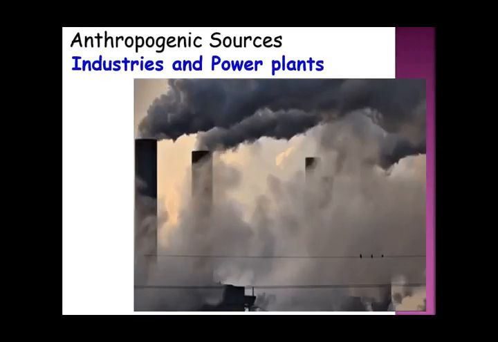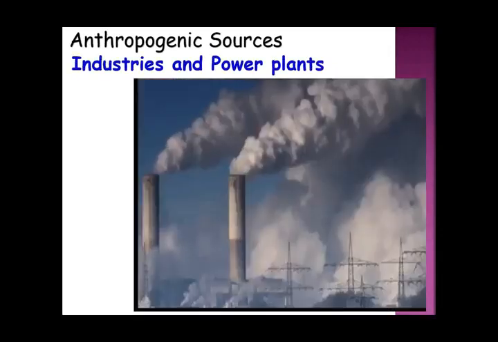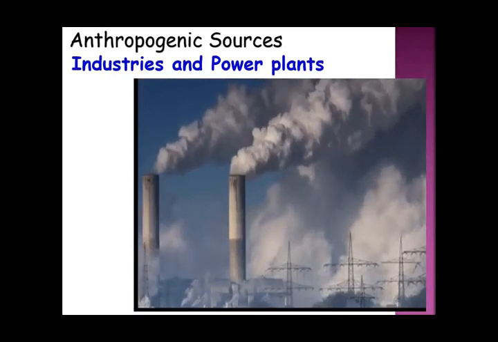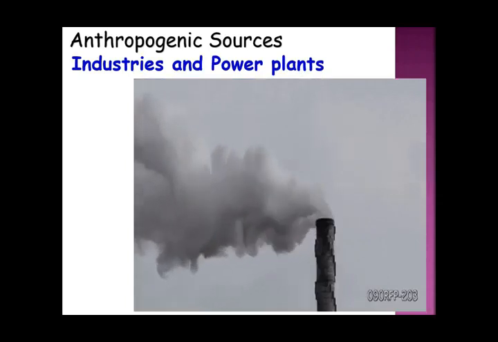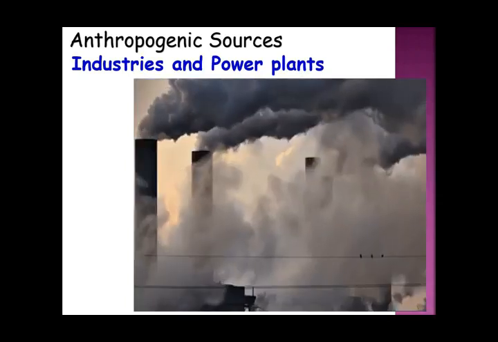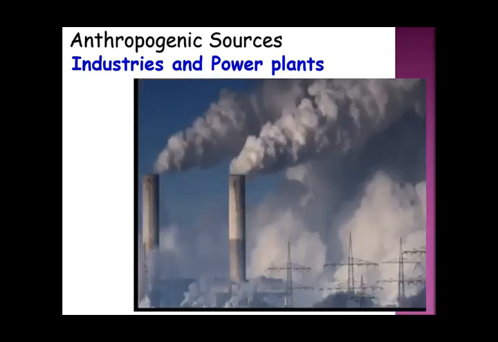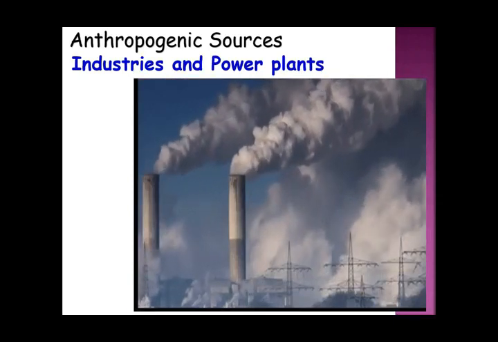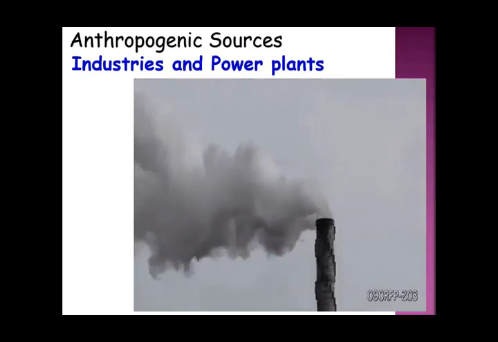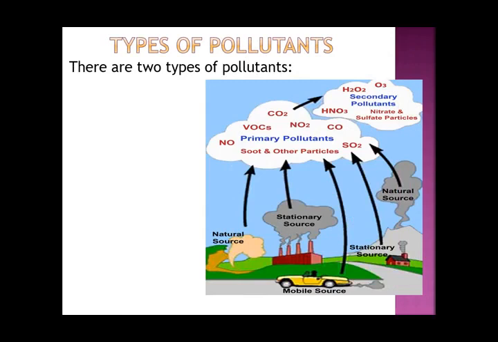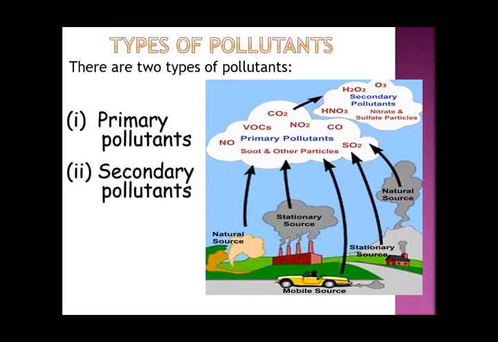When fuels like coal, natural gas and petrol are burnt in thermal power stations and factories, they produce a number of poisonous gases like oxides of carbon, oxides of sulfur, oxides of nitrogen. Now the types of pollutants. Basically, we have two types of pollutants, primary and secondary.